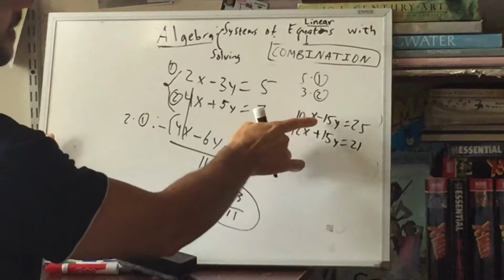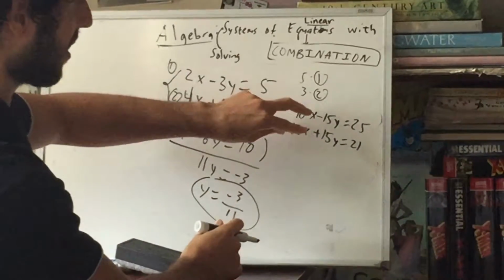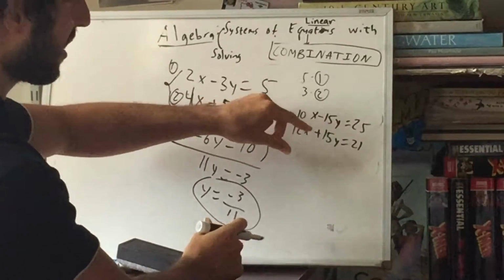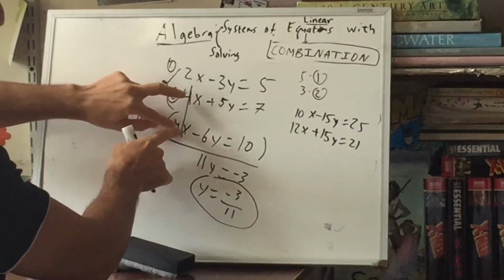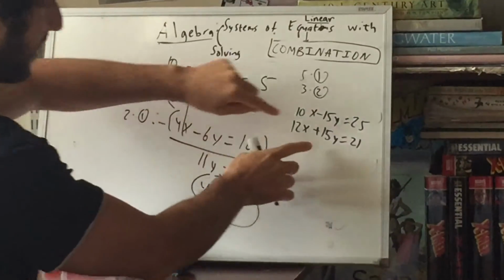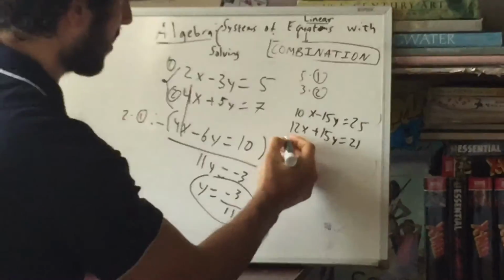All right, notice now we have 15s. Now depending on whether the signs are minuses or pluses, you'll want to add or subtract the equations. In this case, they were both positive 4x's, which is why we subtracted. Here they're opposites, so we're going to add them.